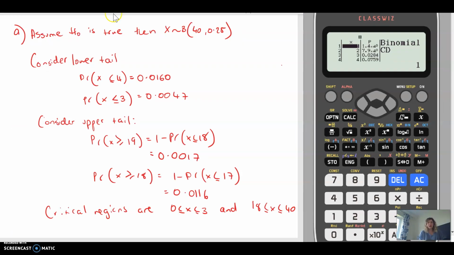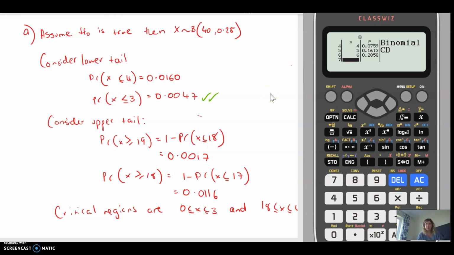Okay, so here's the answer to part A. You should have got x is less than or equal to 3 for 0.047, 4 being a little bit too big, and likewise 19, greater than 19 being a little bit too big. Sorry, less than or equal to 18 being too big, so greater than or equal to 19 should be what you get.